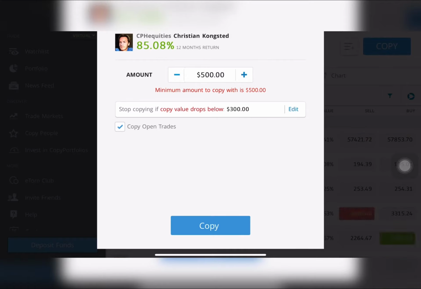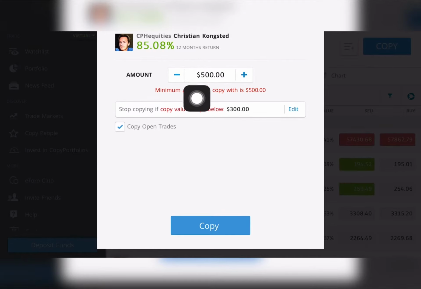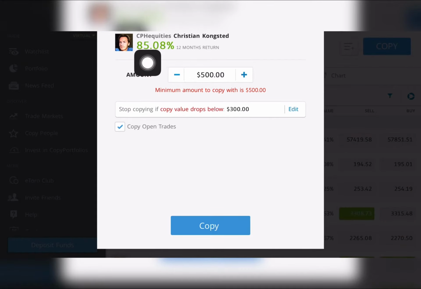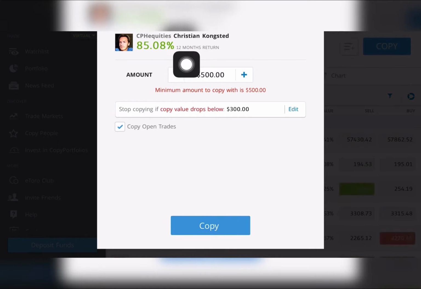But okay, wait. This dude over here requires you to invest a minimum of 500 US dollars. But he's quite okay because some other traders require 1000 US dollars, while he only requires 500 US dollars. So it's kind of fine. So you already decided to put your 500 US dollars on him, and this 85.08 he got is a minimum of 12 months return.